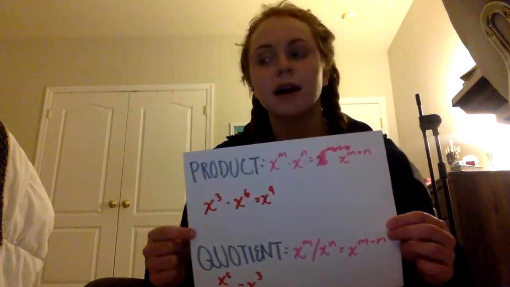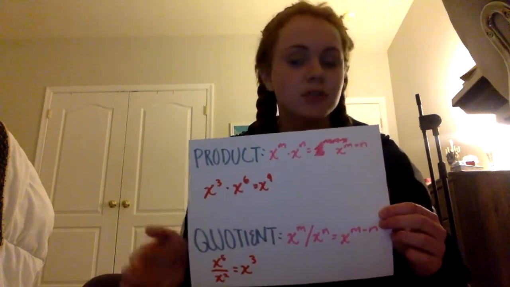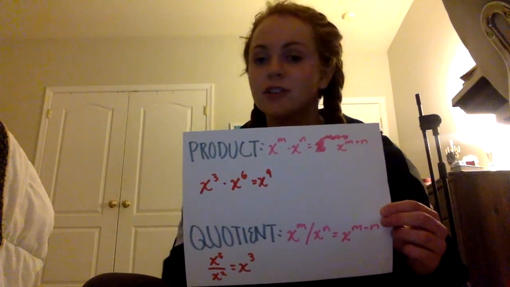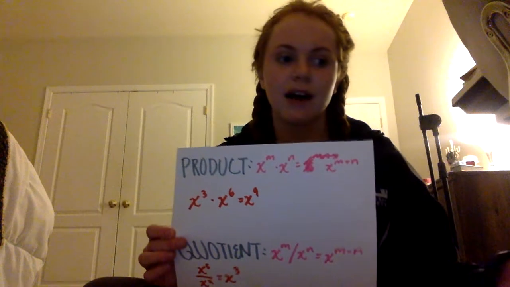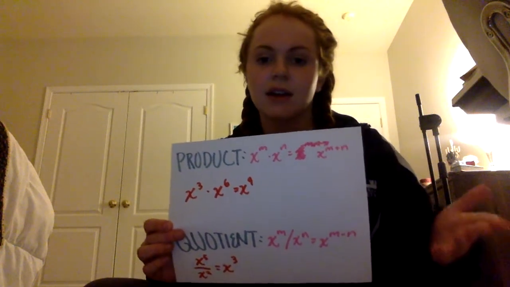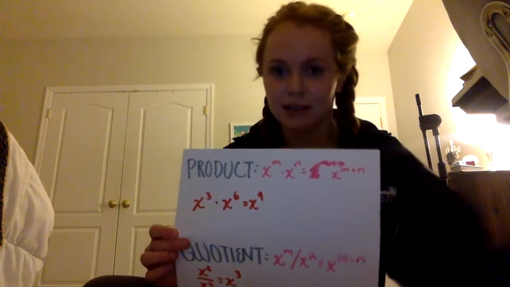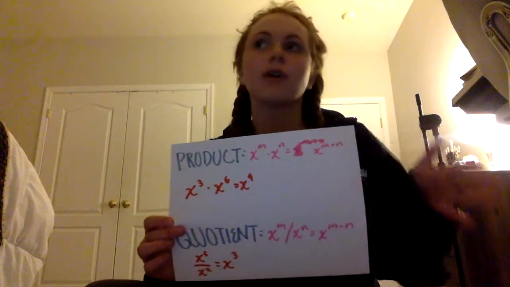This would also apply if you have negative numbers. You're just going to do it the same way, and you're just going to subtract but include the negative. So if you have negative 5 minus 5, then it's going to be x to the negative 10th. And then we'll go over what to do with that negative in a second.